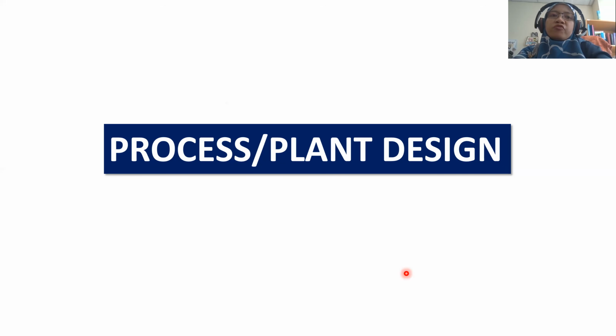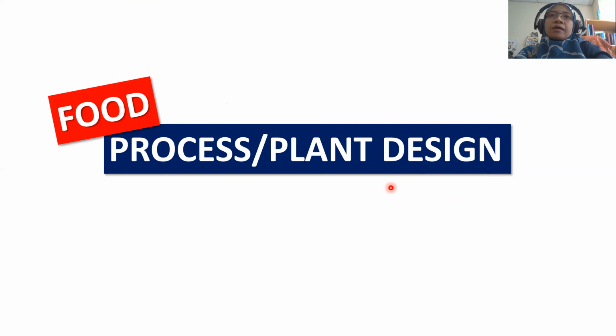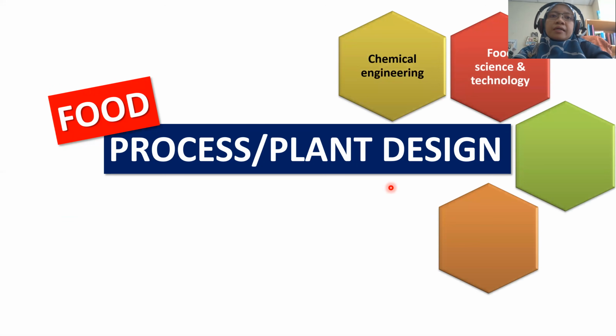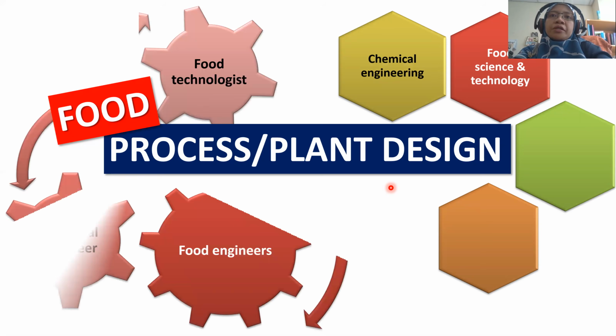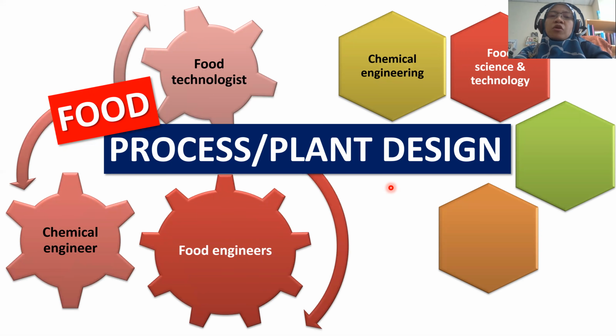The development of food process or plant design is based on the principle of food science and technology, and chemical engineering, and on the practical experience of food engineers, chemical engineers, and food technologists.